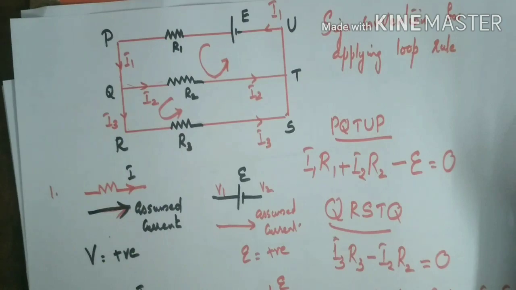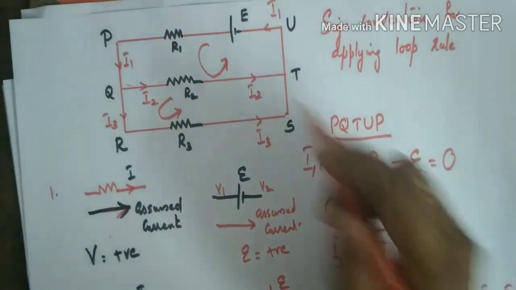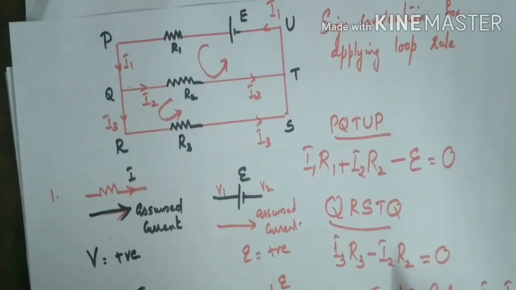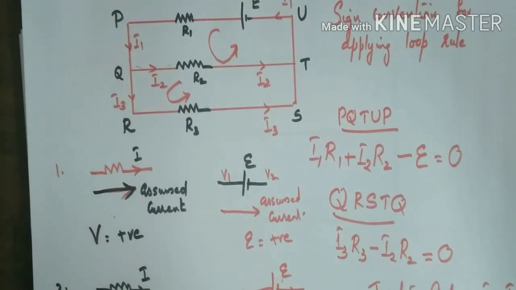Or otherwise, the third equation can be considered as a bigger loop. This bigger loop can also be considered. Again, three equations will be there, and by solving the three equations, we can find out the values of I1, I2 and I3.